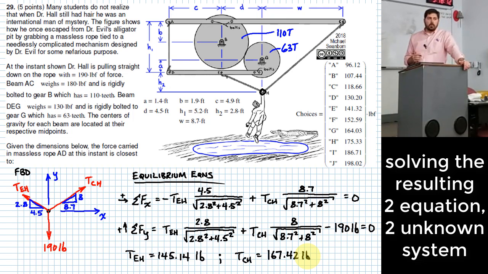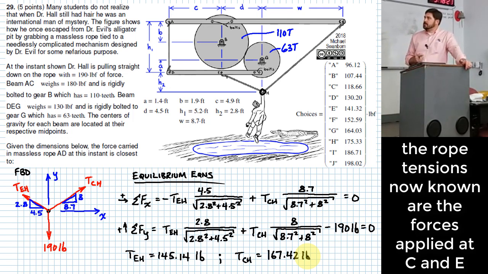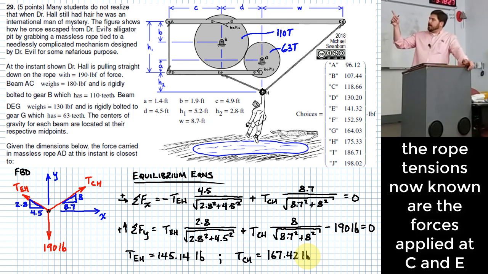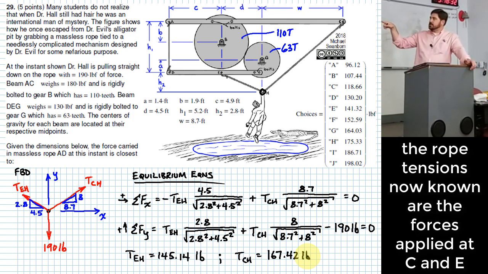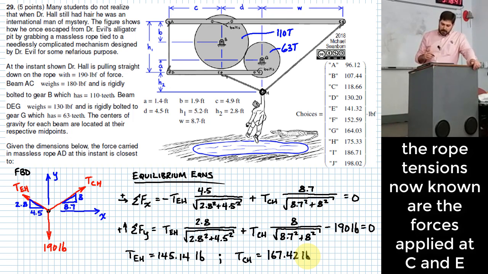And all this was a great warm-up for the rest of the problem, right? What's nice is now that we have these two tensions that happen at point H, since the rope is massless, that gives us the same tensions that we're going to have occurring at E and at C, right? So the one that's TEH, that's the tension that will occur at E. TCH, that's the tension that will occur at C. So that gives us what we need to enter the second part of the problem. All right, and that's what I will do at this time.